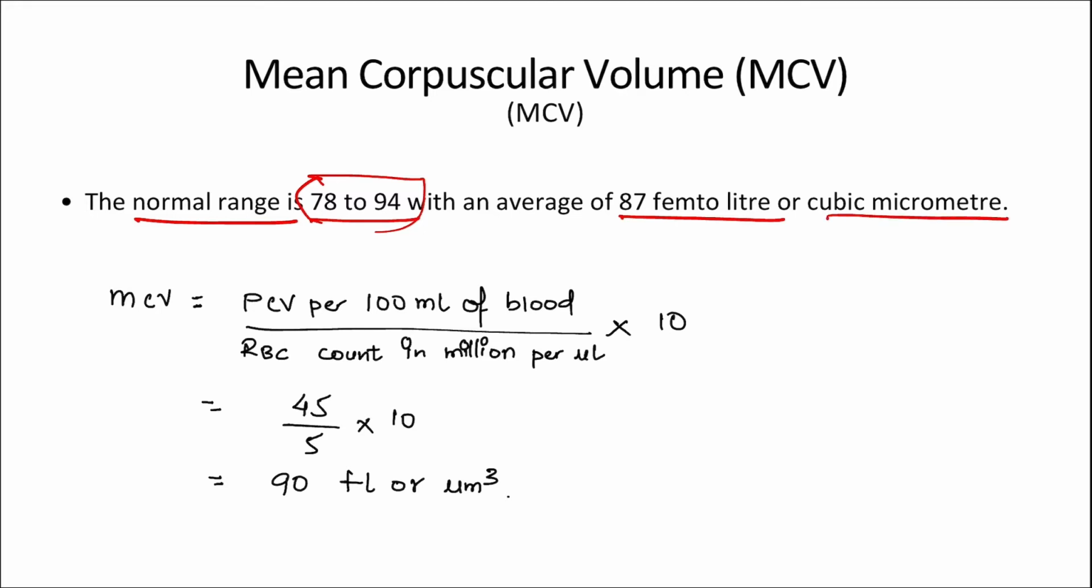We can also calculate MCV by packed cell volume per 100 ml of blood divided by RBC count in million per microliter into 10. So 45 is the packed cell volume per 100 ml of blood divided by 5 million RBCs multiplied by 10. So we get 90 femtoliter or cubic micrometer.